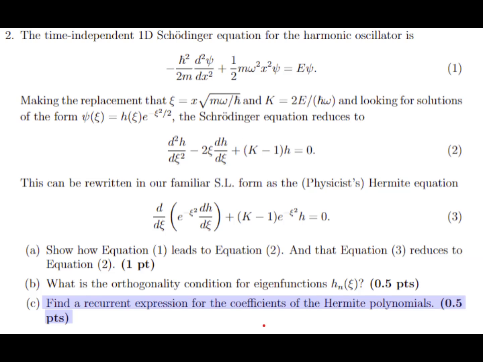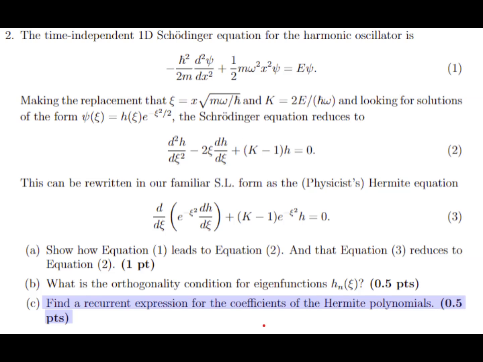And we're looking for solutions of the form, so this is telling you what the psi is. So the psi of xi equals some function h of xi times e to the negative xi squared over 2. Okay, then it's basically saying that we need to show that it reduces to this equation number 2.